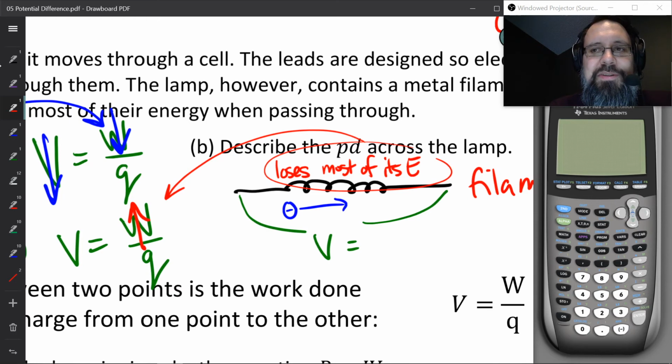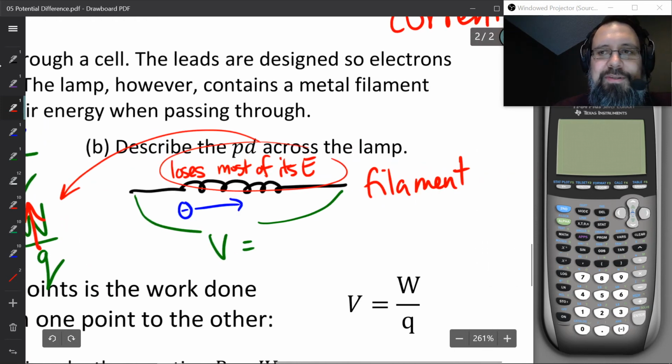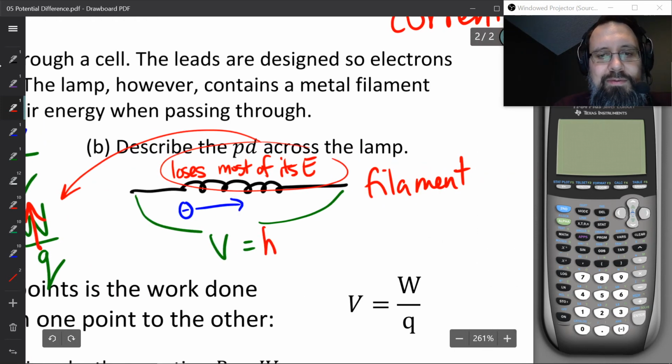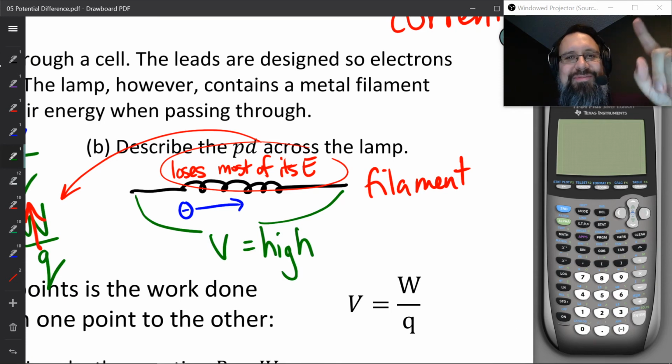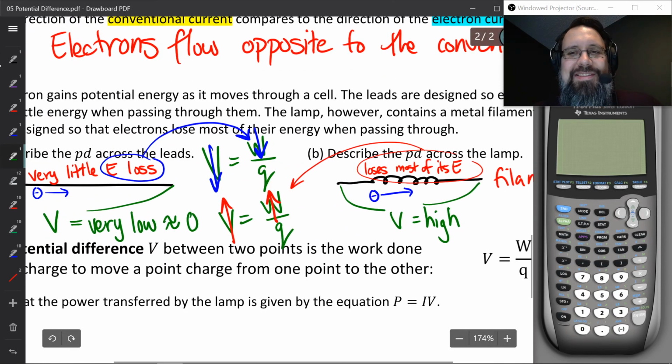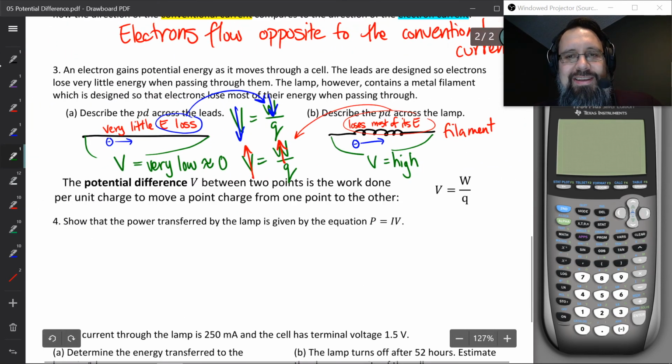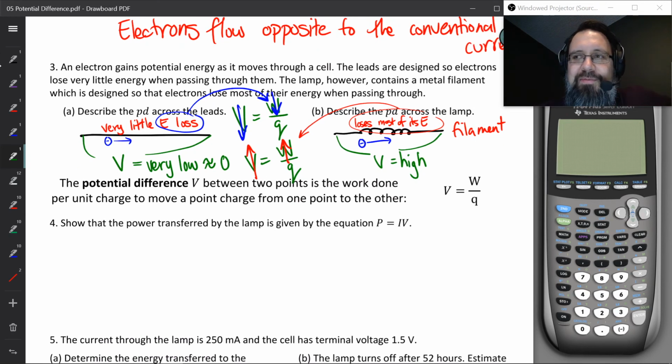So if we're losing most of the energy, we're going to have high voltage. Yeah, high voltage. Remember, it's potential difference. It's not voltage. We're all going to make that mistake, and it's okay. You're allowed to do that. But just don't confuse it.